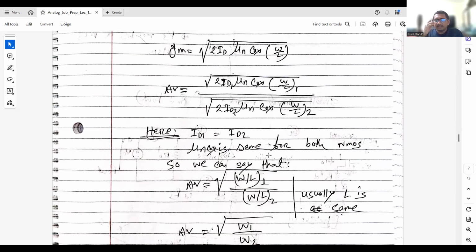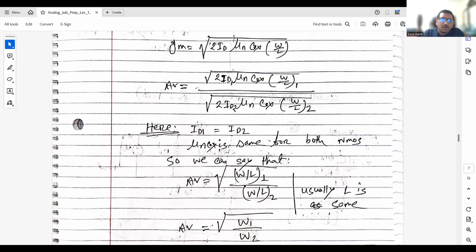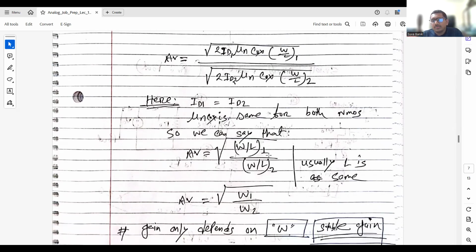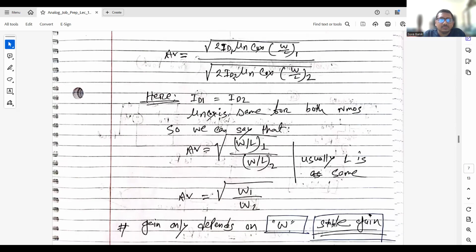And in this case, or always for a better design in a particular technology, the channel length should be the same. If the length of these transistors is also the same, then the gain only depends on the widths of these two transistors. So therefore, this gain is more stable. There is no temperature dependent term like resistance. Resistance is temperature dependent. So there is no temperature dependent term. Therefore, this gain is more stable.